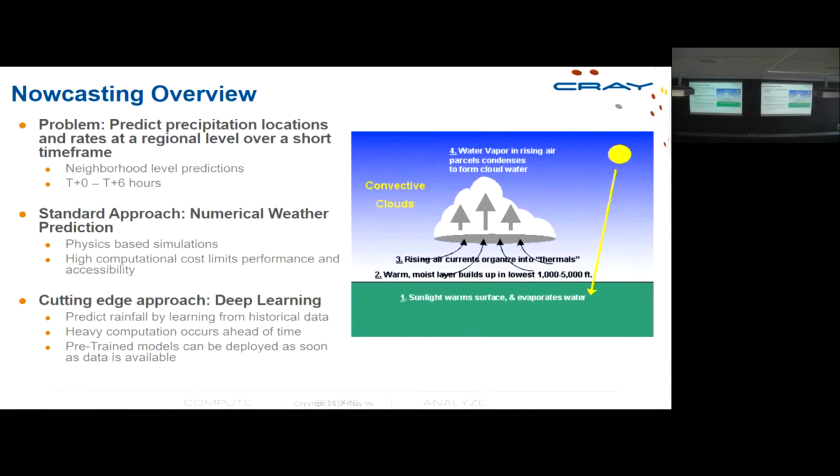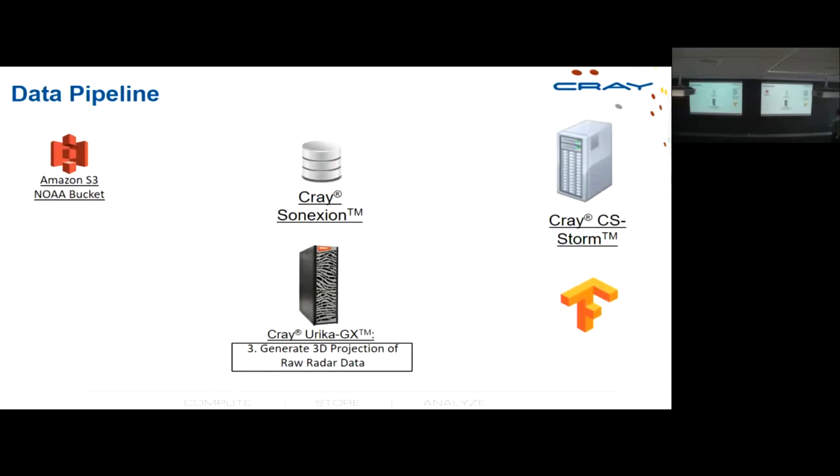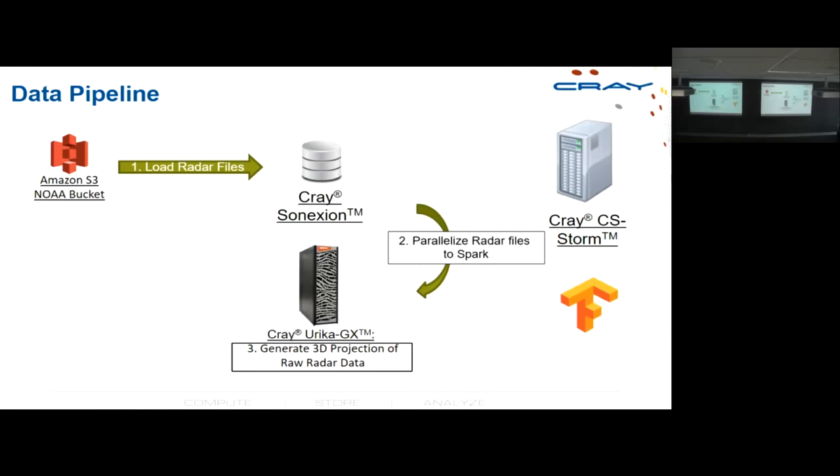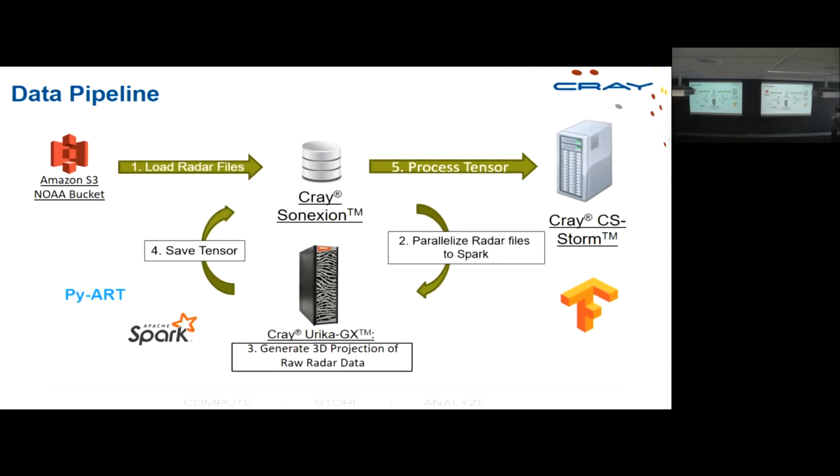To start with the pipeline: we started with data stored on Amazon's S3 from NOAA. We sent it over to a Cray Urika-GX, where we use Spark to take the radar data files and convert them into 3D projections of the data using PyART and Spark. Then we stored the tensors and sent them back up so that we could forward them to the Cray CS-Storm, where we ran TensorFlow in BigDL.